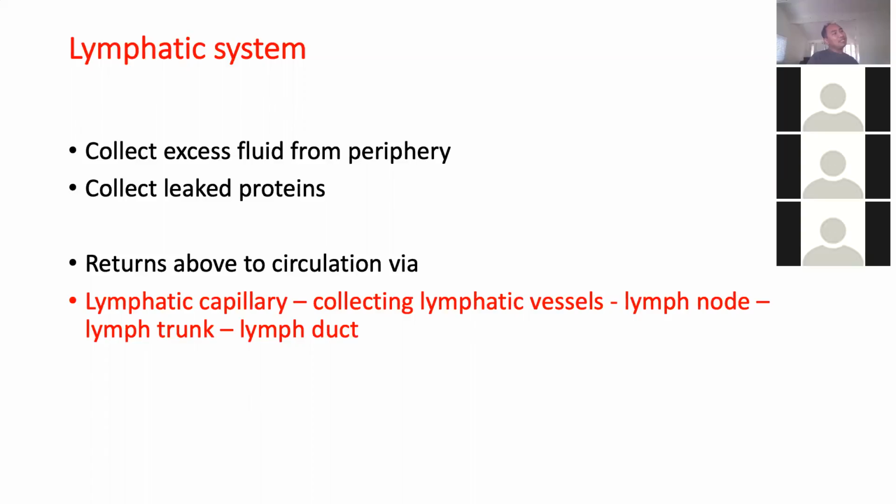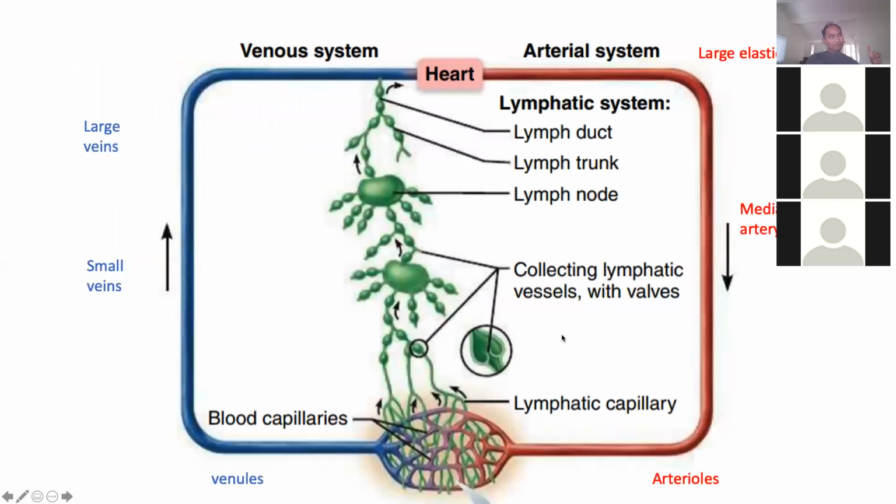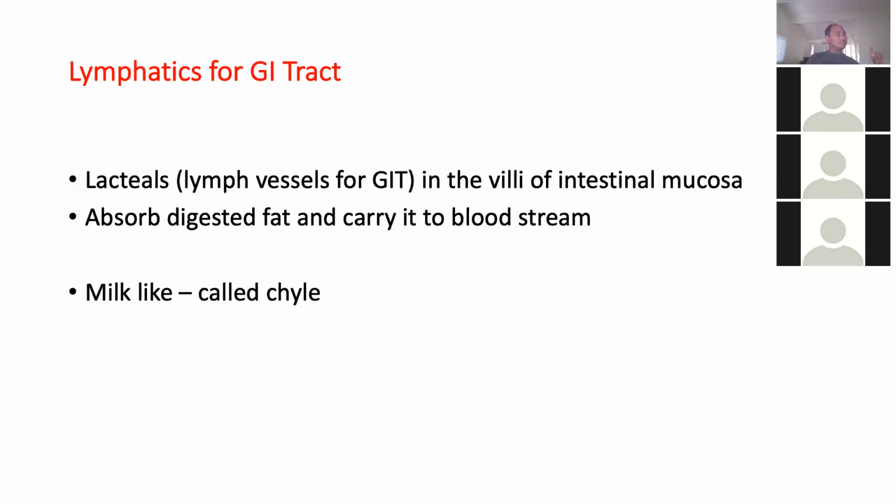And as we say, the lymphatic system collects all the excessive fluid and all the leaked protein from the periphery, and returns them via circulation. And this is the order. We have talked about the lymphatic capillaries already, and we are going to talk about the lymphatic vessels. Right, so let's talk about the lymphatic vessels.